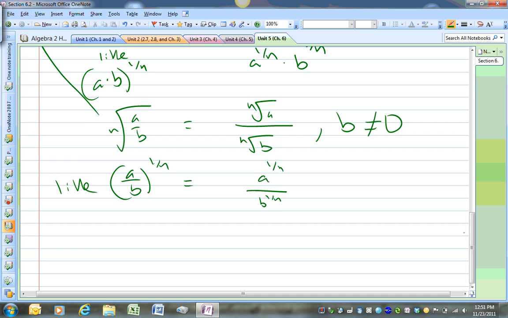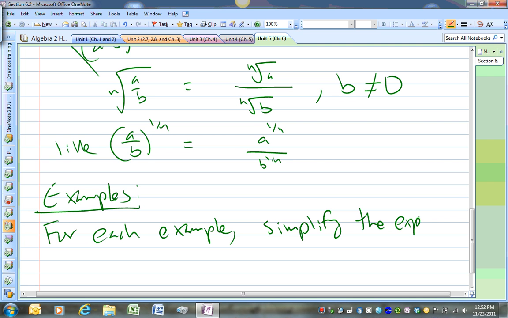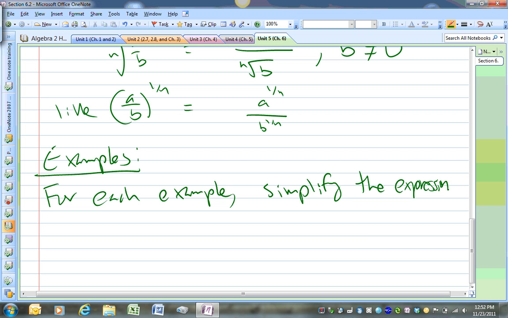So I think now we're ready to do some examples. So in each example, we want to simplify the expression. So here's our first example. So you have the third root of 12 times the third root of 18.